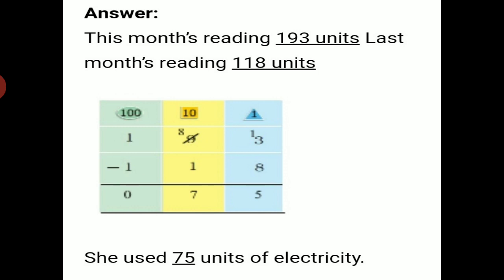Answer: this month's reading is 193 units. Last month's reading is 118 units. Now you have arranged the numbers in ones, tens and hundreds. Now 193 minus 118. Now 3 minus 8 is not possible. So you have to borrow 1 from 9 and this number will become 13. Now 13 minus 8 is 5, and 9 has already given 1 ten, so 8 is left. 8 minus 1 is 7 and 1 minus 1 is 0. So this month the consumption of electricity is 75 units.